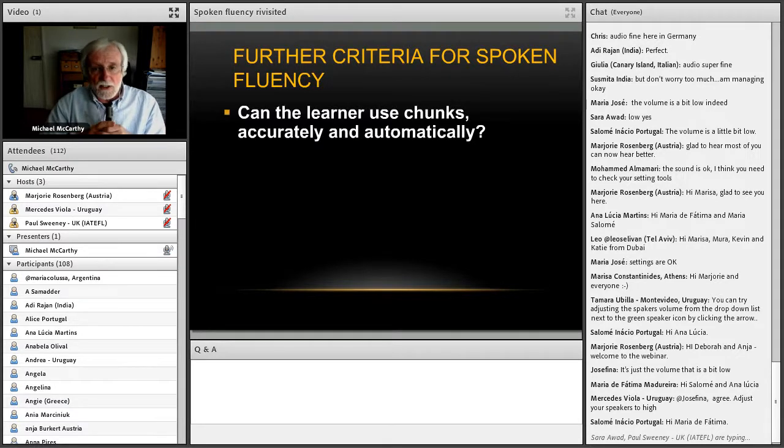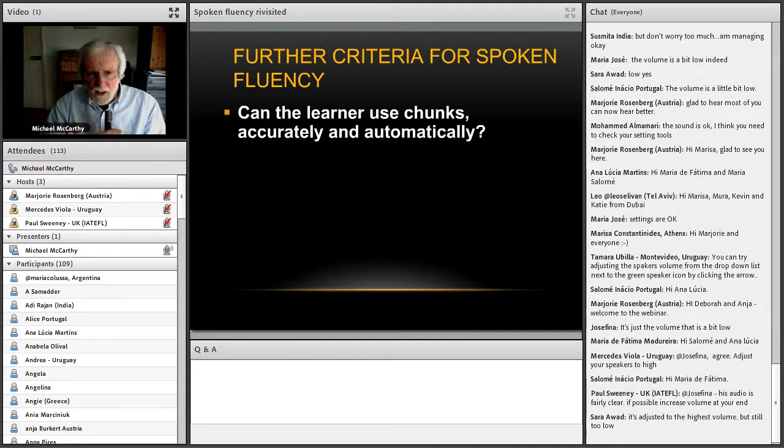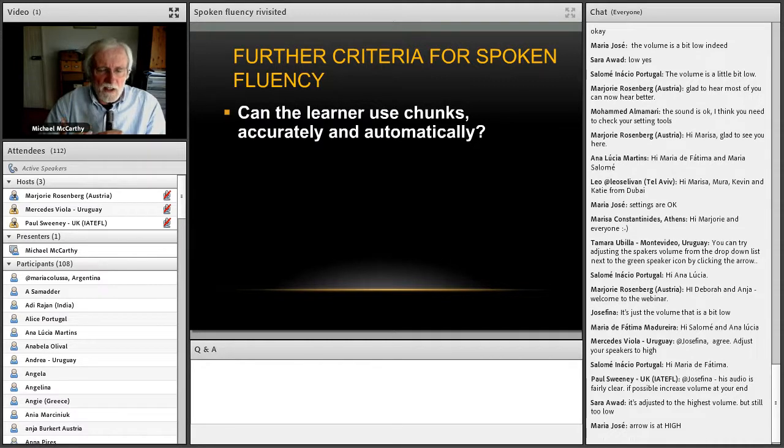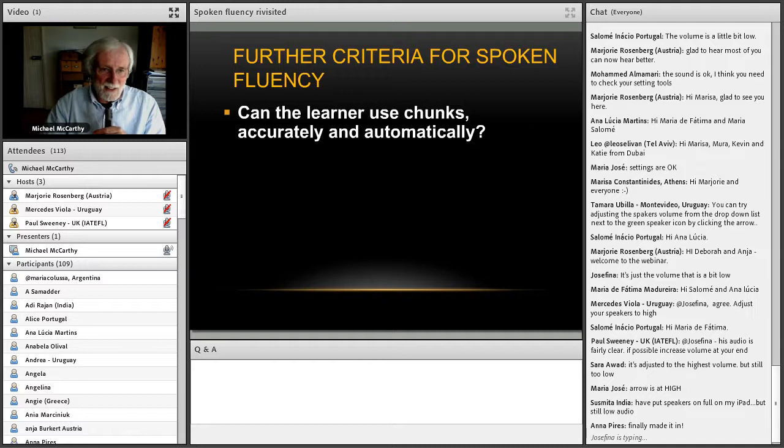The first of these criteria is the ability of the learner to use chunks. And chunks are 2 or 3 or maybe 4 or 5 words which occur together, fixed phrases, frozen pieces of language. Can the learner use chunks accurately and automatically? So we have 2 factors here. When you are using fixed phrases, fixed chunks in the language, first of all you have to obviously have the words in the chunk correct and accurate, but above all, chunks must be automatic.